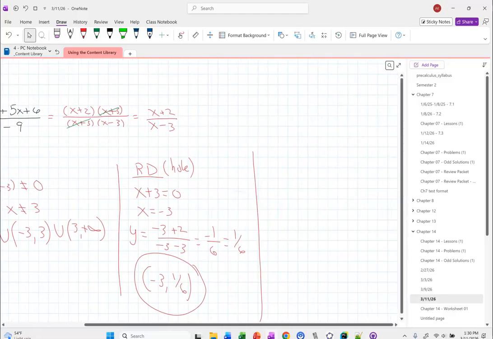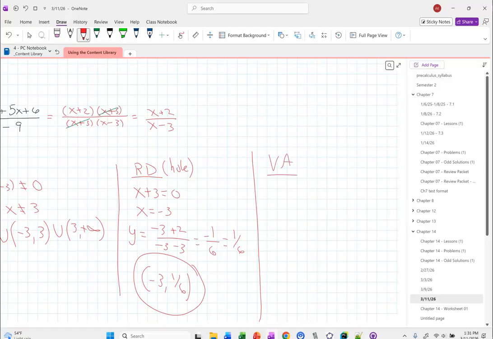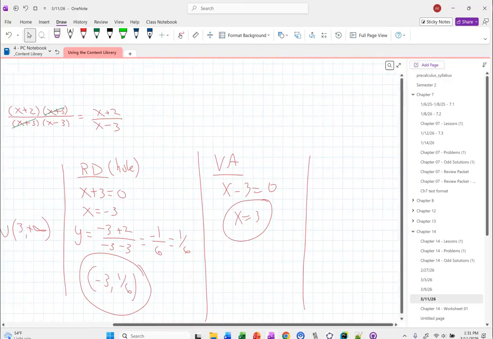After the removable discontinuity, I should find the vertical asymptote. How do I do that? Set the reduced denominator equal to 0. Done. Next, HA or OA.